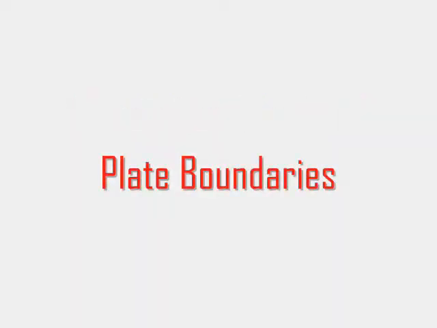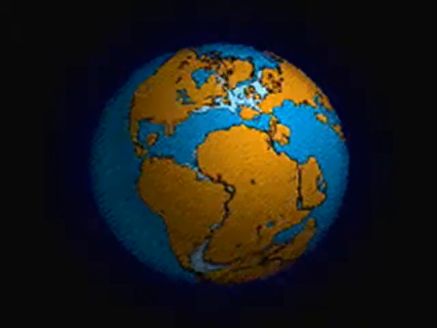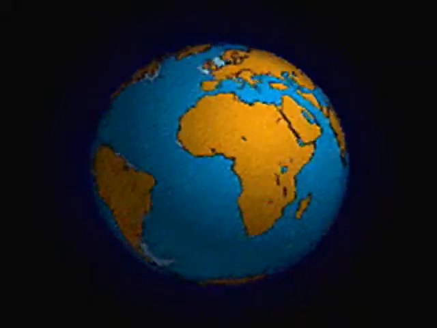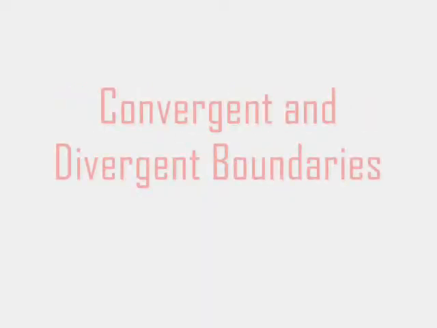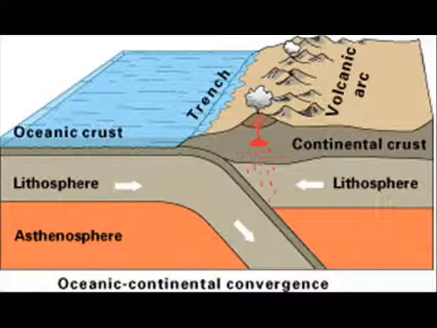A plate boundary is where two plates come apart or come together. A good example of these plates coming apart is how Pangaea deformed into the continents that we know today. Because the plates are always moving, there are no stale boundaries. Since there are no stale boundaries, there are convergent and divergent boundaries.